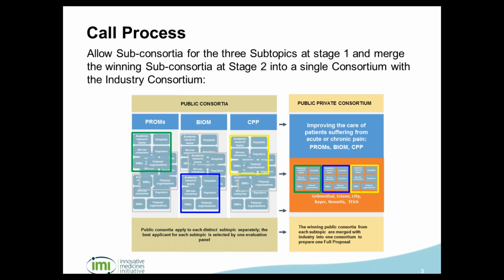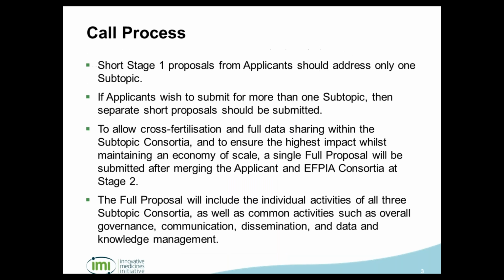At stage 1, subconsortia will be allowed for the 3 individual subtopics. At stage 2, the winning subconsortia will merge together with the industry consortium to build a single full consortium and to prepare a single full proposal. So what needs to be considered in detail? Next slide, please.